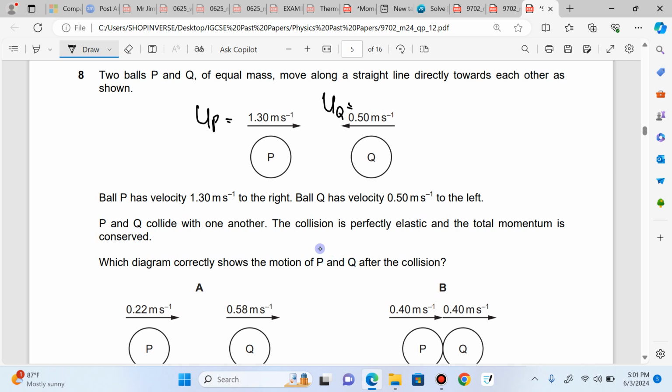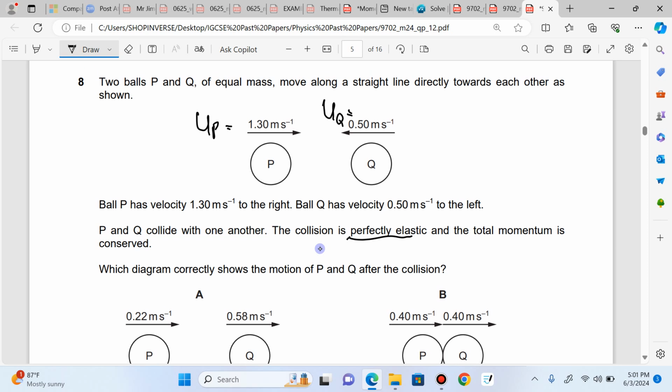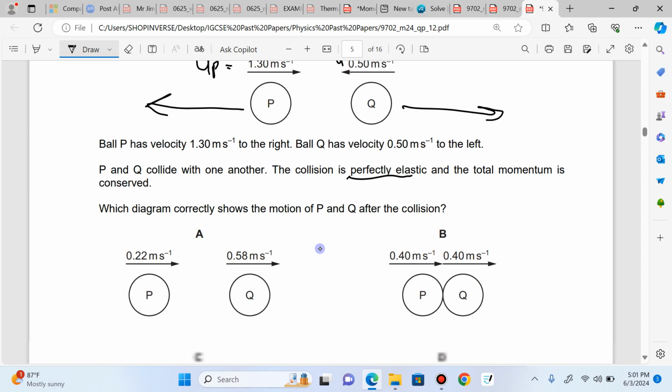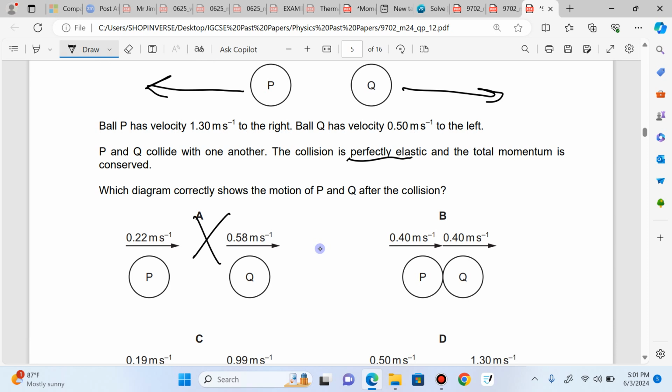Since you were told that the collision is perfectly elastic, what does that tell you? That means after collision, both balls bounce off in opposite directions. Hence, this diagram does not depict such a situation because both balls are moving in the same direction.